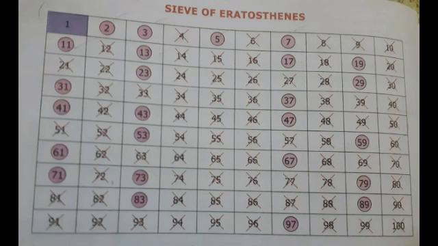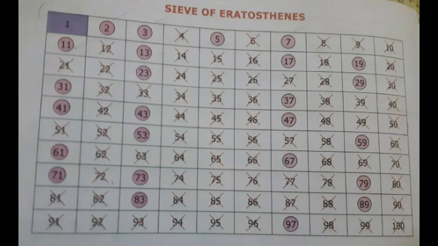Okay, so now shall we check it? What are the prime numbers from 1 to 100? Shall we check it, my dears? First let's see the prime numbers from 1 to 50. Let me read them: 2, 3, 5, 7, 11, 13, 17, 19, 23, 29, 31, 37, 41, 43, 47, till 50, only that much.